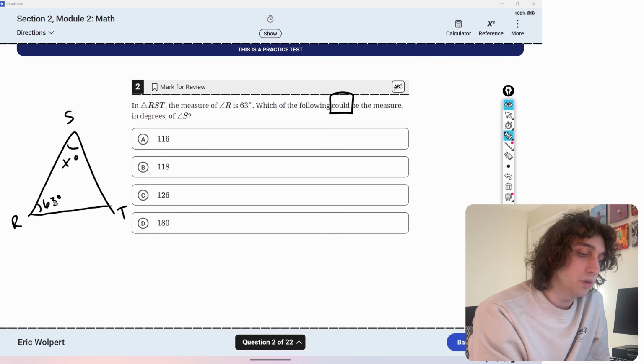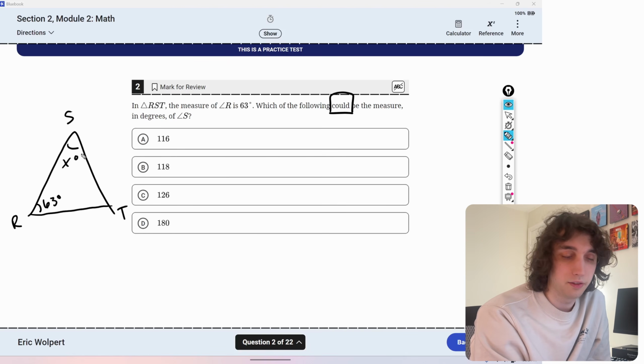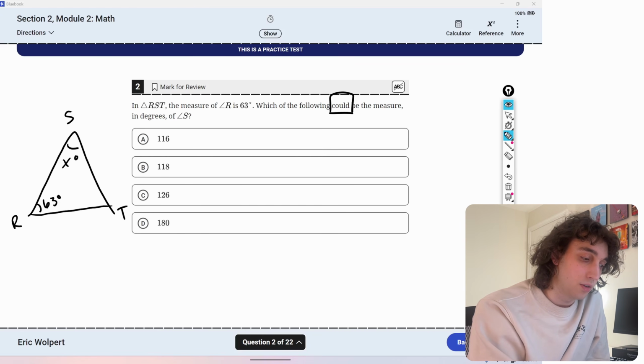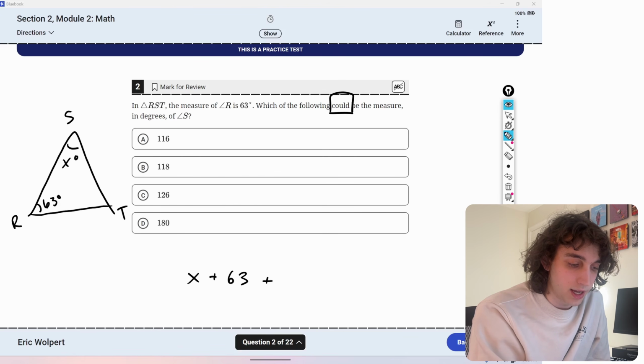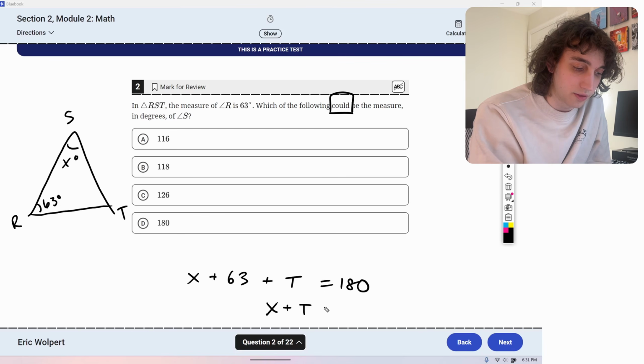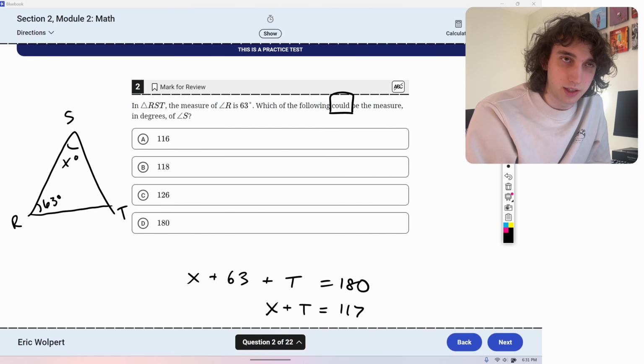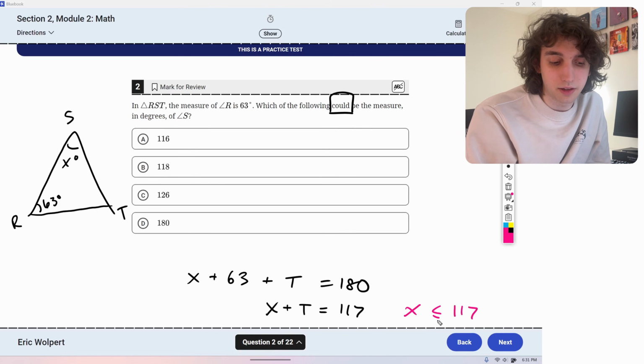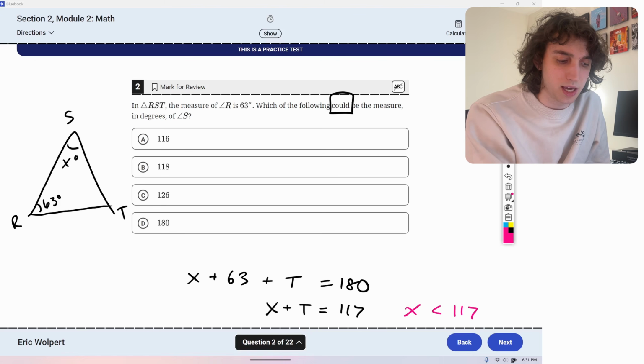Right? So we only know one of the angles in the triangle, which means we can't definitively solve for angle S. For all we know, angle S could be 100 degrees. It could also be 1 degree. We don't know. But what we do know is that angle X plus 63 plus whatever angle T is has to be equal to 180, which means angle X plus angle T has to be 117, which means since both of these have to be positive numbers, x has to be less than or equal to 117. In fact, sorry, it has to be strictly less than 117 because we can't have a 0 degree angle.